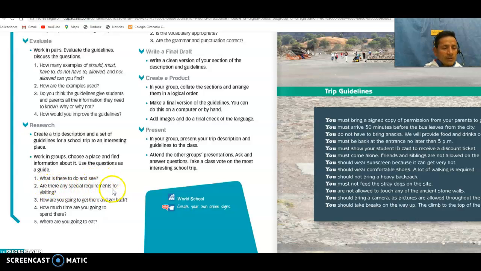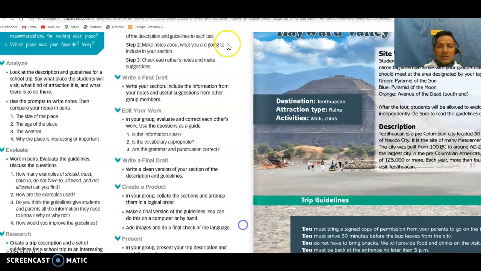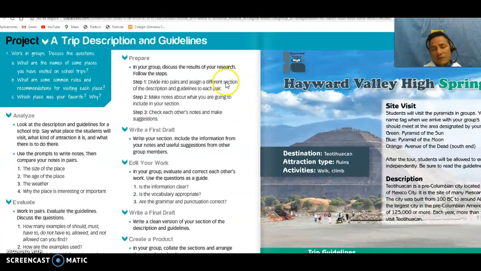Are there any special requirements for visiting? For example, visa, money, whatever. And how are you going to get there and get back? Do you go there by plane? And how much time are you going to spend there? So these questions are what you need to keep in mind in order to create the project that you're going to do about a special place that you're going to visit or you have visited, and you tell me about that.